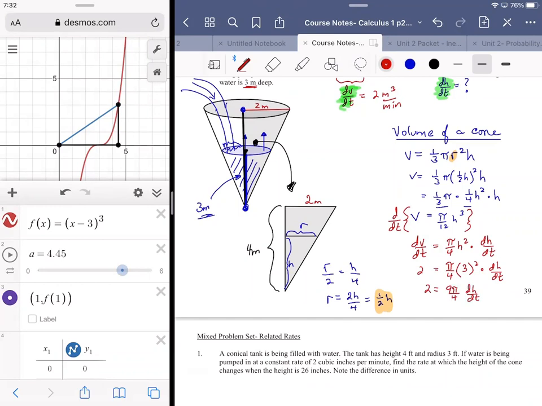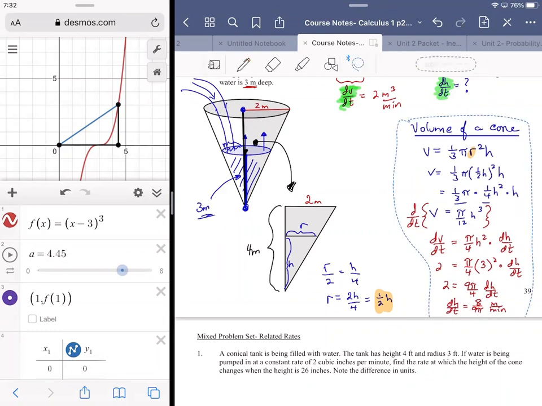Divide both sides by 9 pi over 4, or multiply both sides by 4 over 9 pi, and you get dh/dt is equal to 8 over 9 pi. Okay, and the units of measure here, well, h is a height measured in meters, so meters. t is time measured in minutes, so meters per minute. So 8 over 9 pi meters per minute is what we would get as a result.